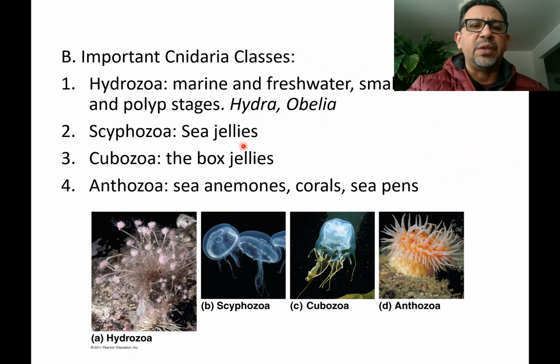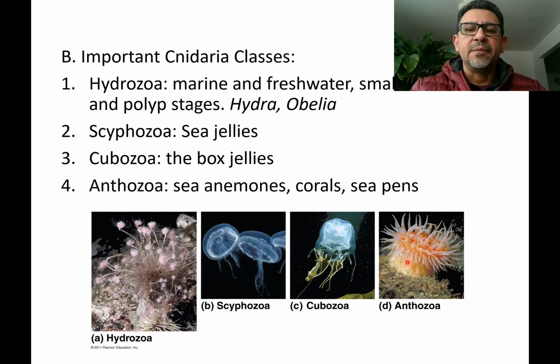Another class is going to be Xiphozoa. This is going to be the true jellyfish. Anthozoa is going to be the anemones. Here you see an example of an anthozoan. The word literally means flowered animal, but we will get into that a little later in class.